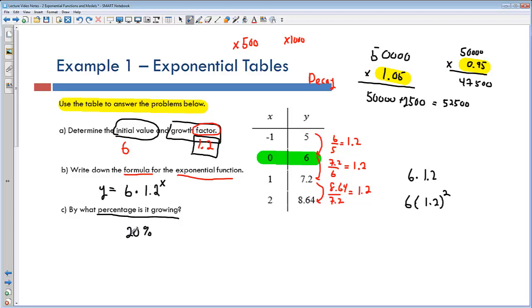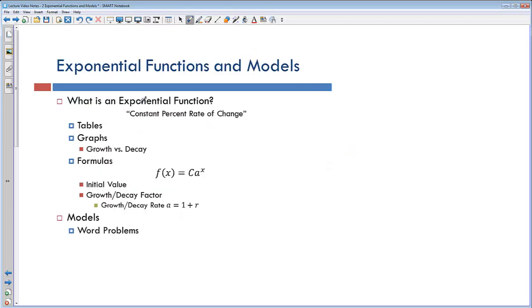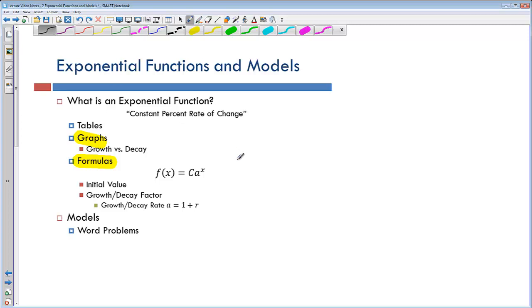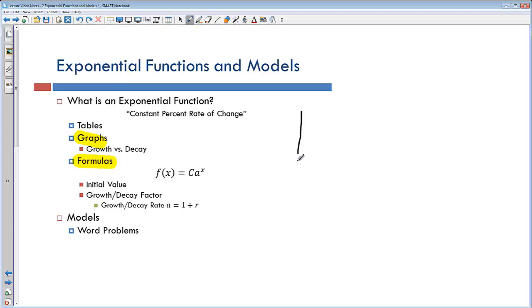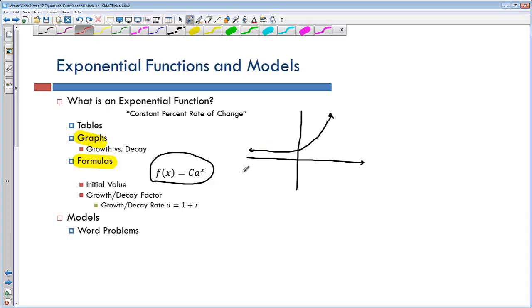All right, so let's talk a little bit more about how this works. In particular, we want to talk first about graphs, and then we'll get into the formulas. For exponential functions, there are basically two graphs, just like with lines, there are two graphs. They either increase or they decrease. For exponential functions, they're either going to grow or decay. The formula looks like this, and as a result the graphs look something like this. They come up and go up like this, and they have a horizontal asymptote at y equals 0.